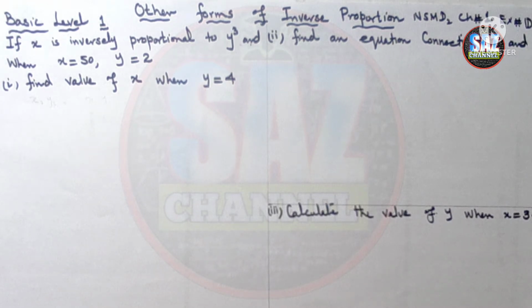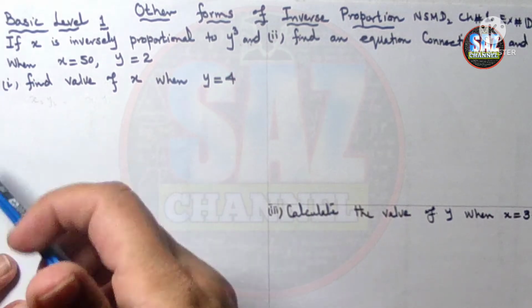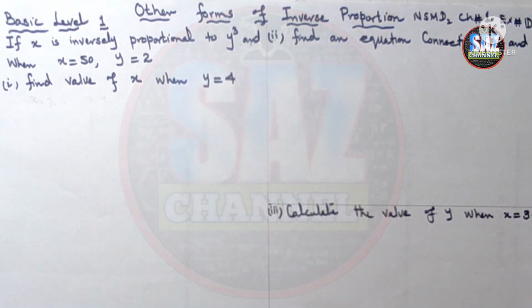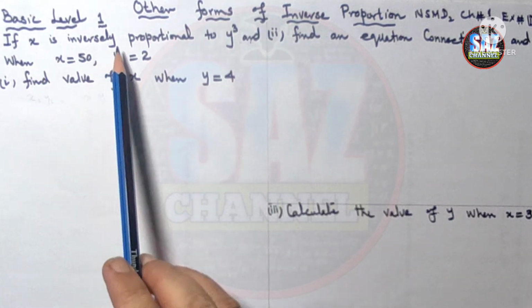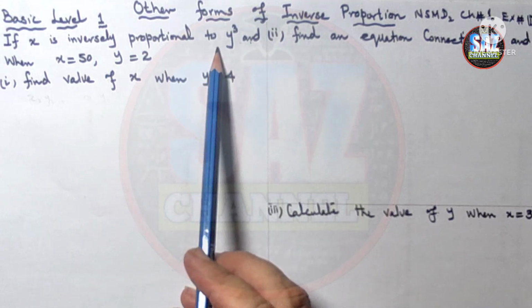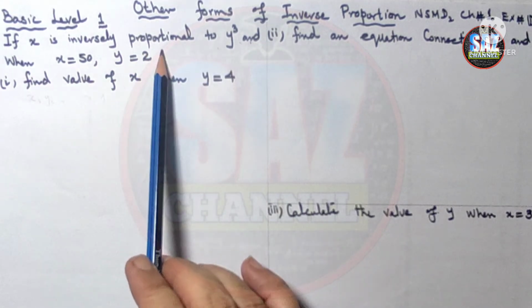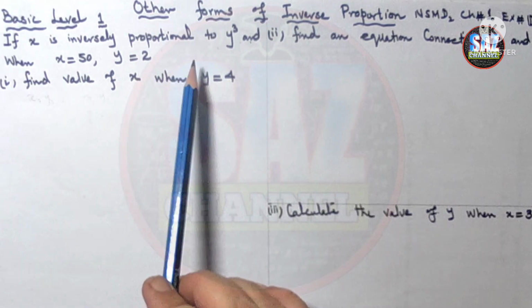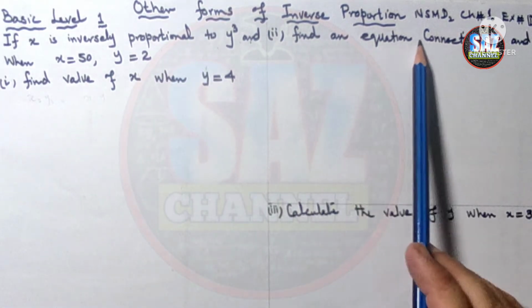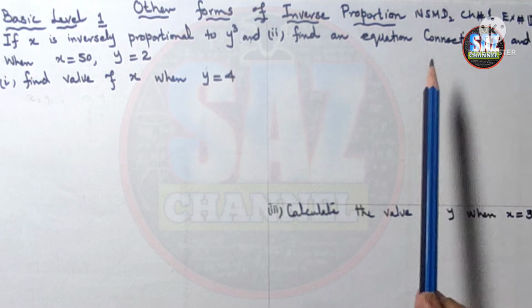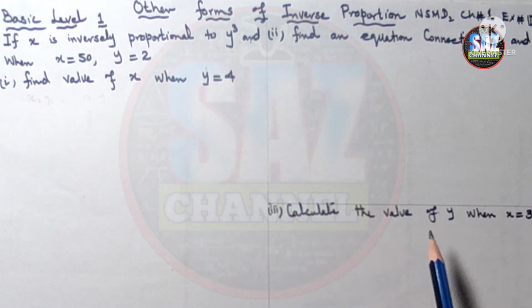This is my first lesson of D2, chapter number 1, exercise 1D, that is about inverse proportion. In this class, students will be learning and discussing basic level question number 1, and let me read the question from the book. The question says, if x is inversely proportional to y cube, when x equals 50 and y is equal to 2, find the value of x when y is equal to 4, and then we have to find the equation connecting x and y, and the last part says calculate the value of y when x equals 3.2. Let's discuss each part one by one.